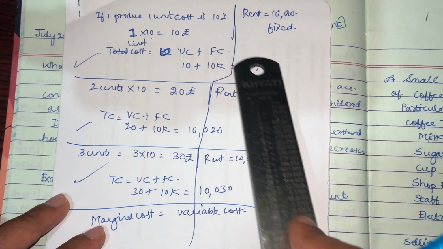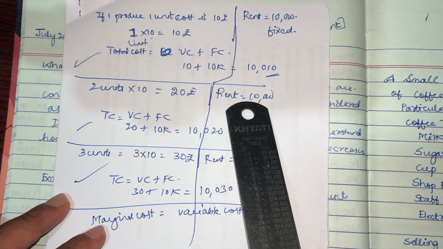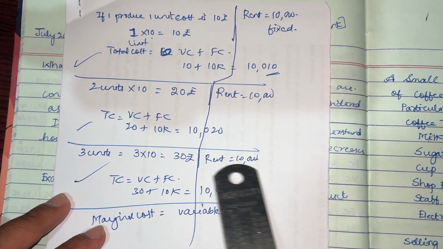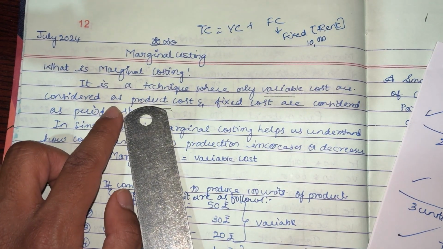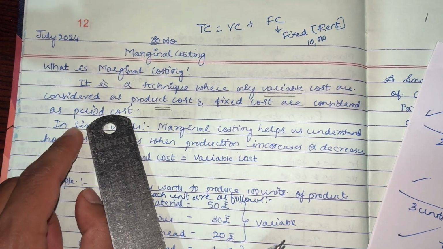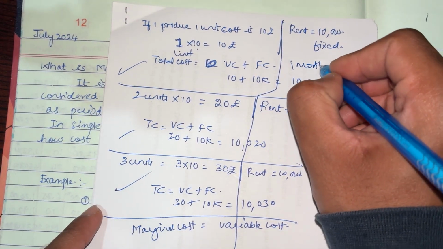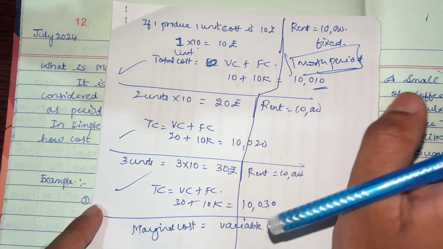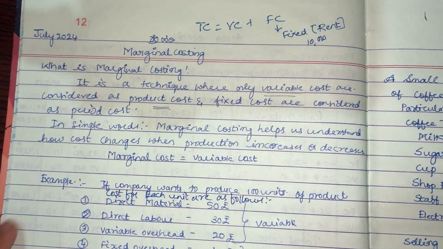See, if you are manufacturing 1 unit also, 10,000 was fixed. If you are manufacturing 2 units also, rent was fixed. If you are manufacturing 3 units also, rent was fixed. What was fluctuating every time? Variable cost was fluctuating every time. So we considered variable cost as a product cost and fixed cost as a period cost. This is a period cost. 1 month is considered as a period. So during this 1 month period, your fixed cost will never get changed. So this is what the meaning is trying to tell you.